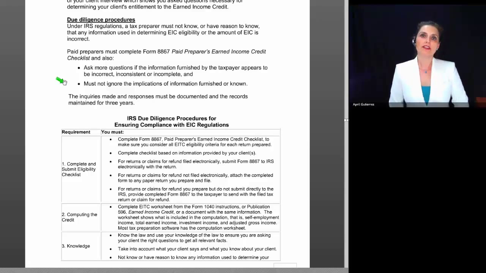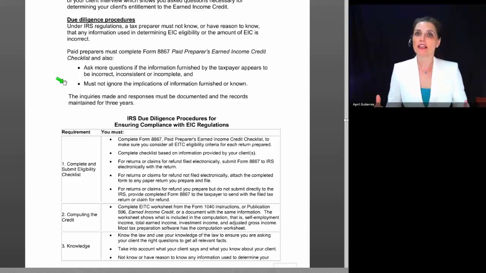So in other words, let's just suppose you've got a married couple that have come to you for years, and they have four children between them. And one year, one of them comes in and says that they're no longer living together, that they're separated, and that they both individually meet the head of household filing requirements. And yet, when you're preparing their tax returns, you happen to notice that they both still have the same address on the front of the tax return. Well, that's something that could not be ignored.